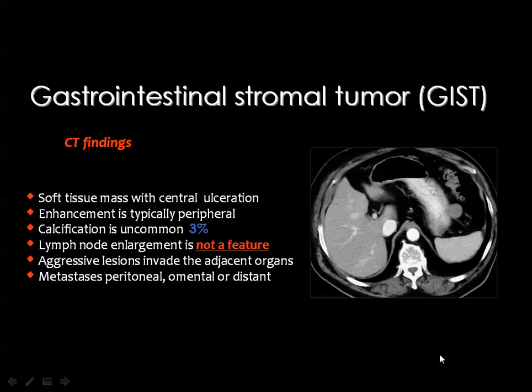And this is one of the CT appearances of a GIST tumor, and this tumor is located near the gastric fundus, and you remember that these tumors may enhance along the periphery, and calcium is not common. Also, these tumors do not usually metastasize to the lymph nodes. But in cases of aggressive lesions, you may find invasion of the adjacent organs, especially the spleen, the pancreas or the bowel, and metastasis to the peritoneum or the omentum.